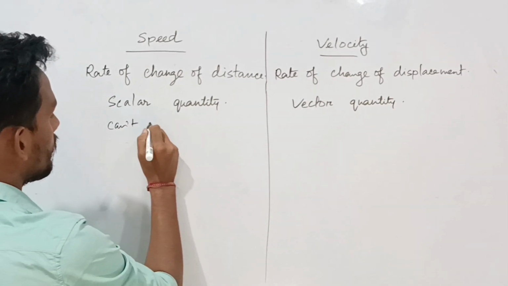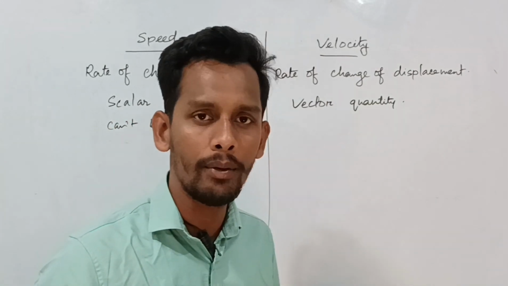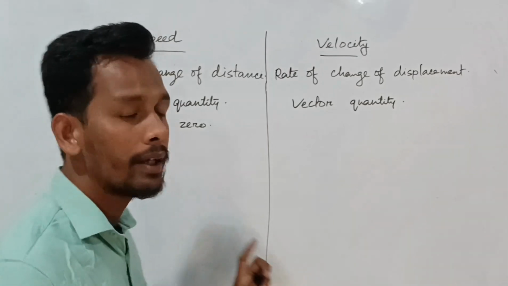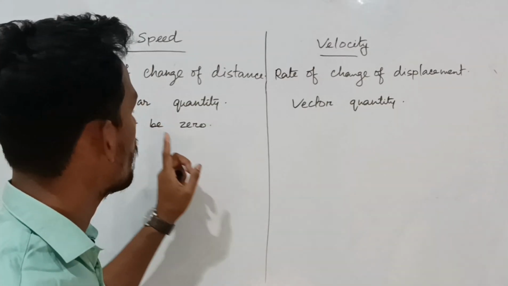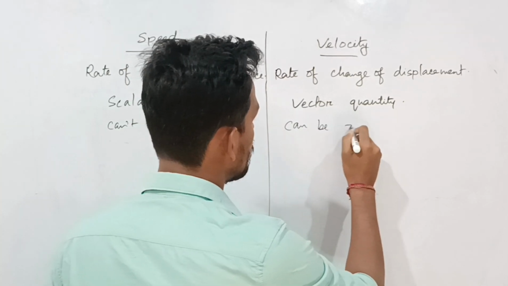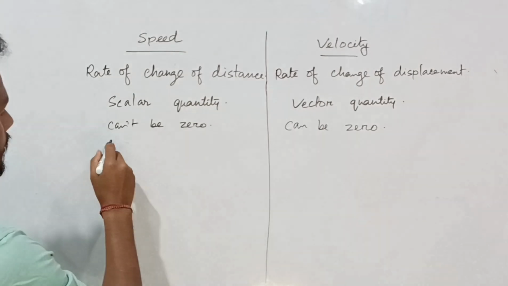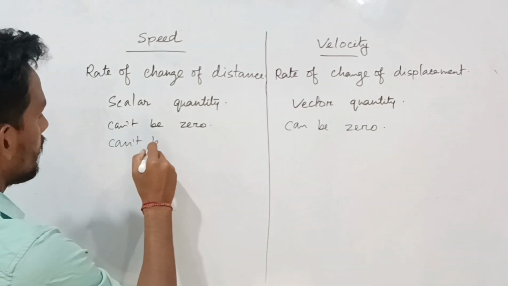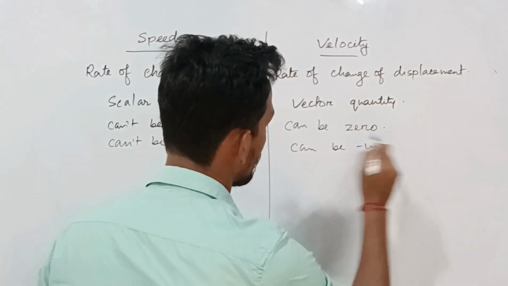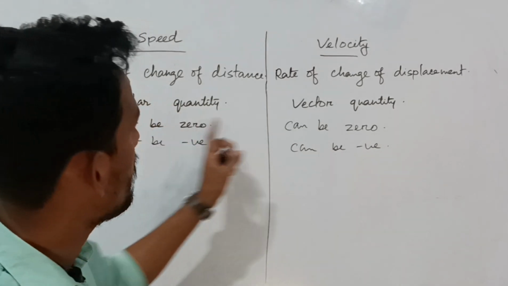If an object is at rest, then speed can be zero. Speed is zero if the object is stationary. But if the object is moving, speed cannot be zero, but velocity can be zero. Speed can't be negative, but velocity can be negative. So these are the differences between speed and velocity.